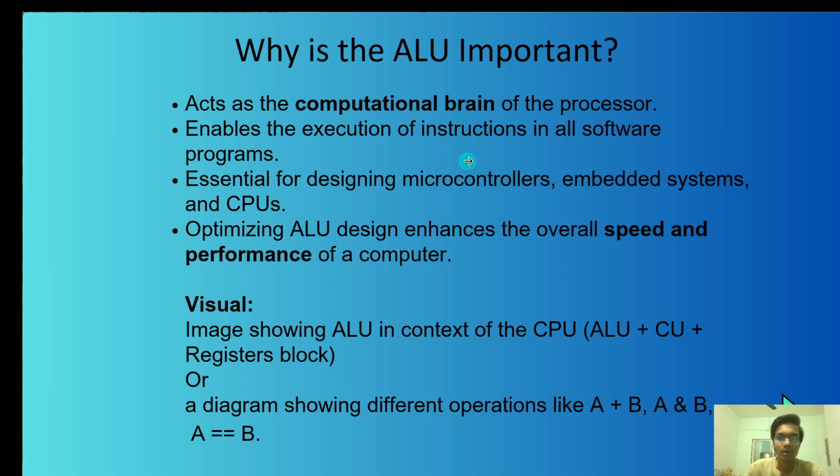So why is it important? In a computer we need a computational brain. It works as a computational brain for a processor. So we require it for addition, subtraction, logic gate usage and all. It is essential for designing microcontrollers and embedded systems. We need an optimized version of it because we need a fast-paced processor, right? We are using mostly 64-bit, which is fast-paced compared to the earlier generations.